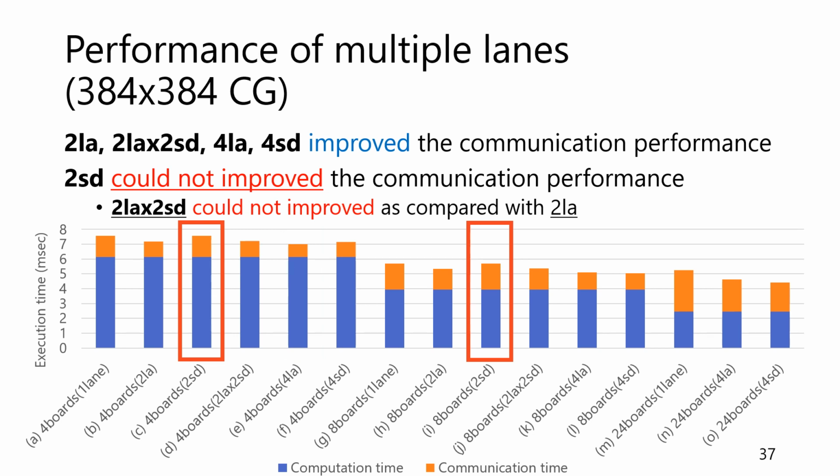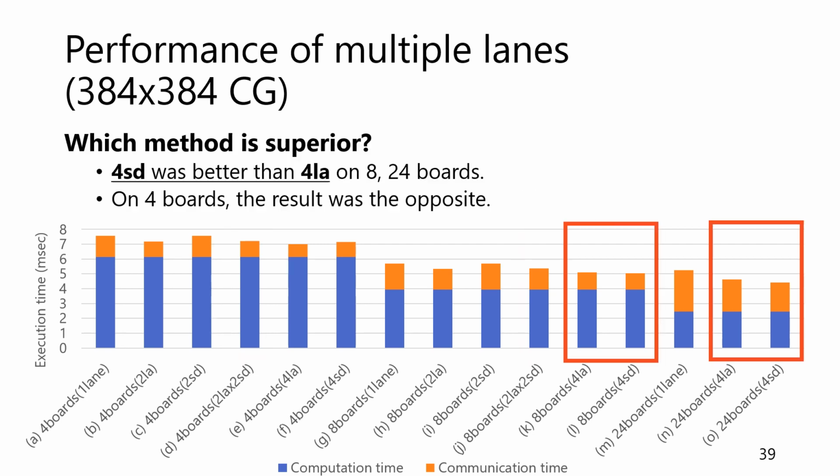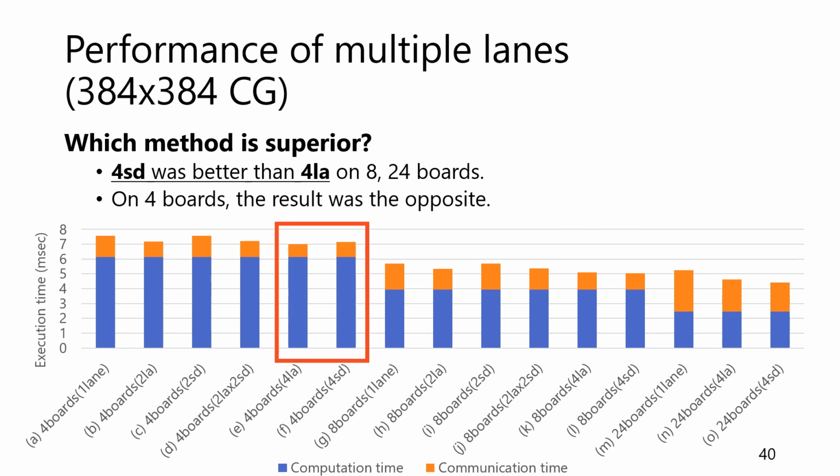However, 2SD could not improve the communication performance. Also, 2LAX and 2SD could not improve as compared with 2LA. In this case, 4SD was better than 4LA on 8 and 24 boards. On the other hand, on 4 boards, the results were the opposite.